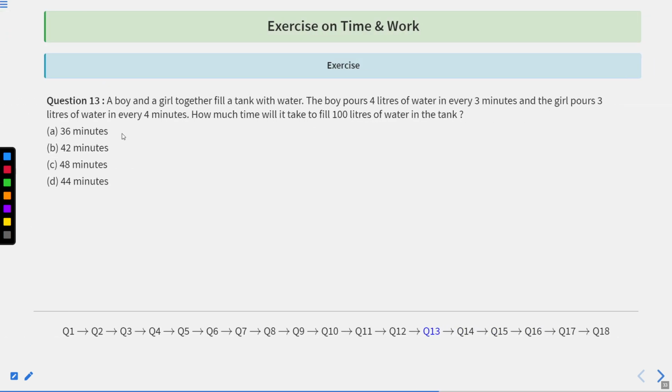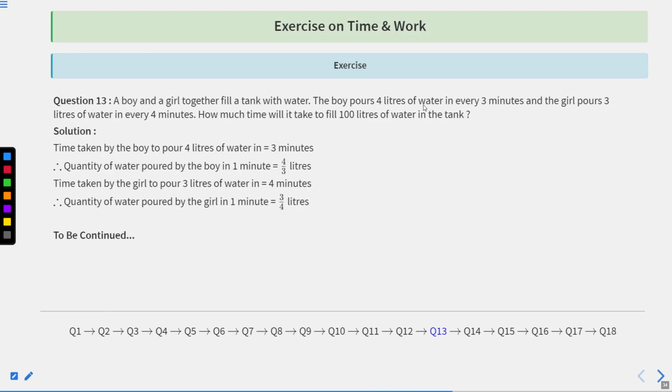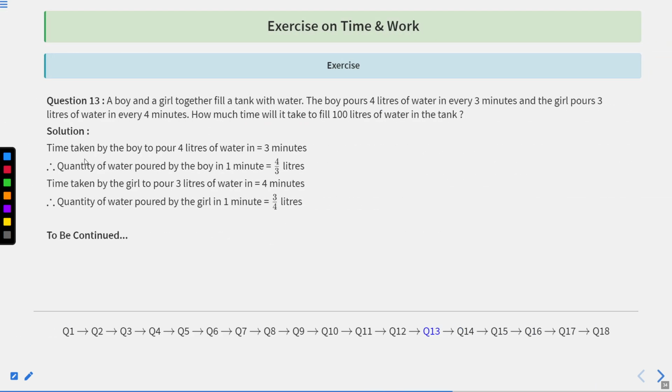Question number 13. A boy and a girl will fill a tank with water. The boy pours 4 liters of water in every 3 minutes and the girl pours 3 liters of water in every 4 minutes. How much time will it take to fill 100 liters of water in the tank? So the time taken by the boy to pour 4 liters of water is 3 minutes. Therefore, the quantity of water poured by the boy in 1 minute is 4 by 3 liters.